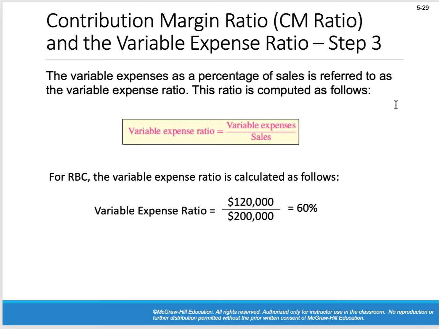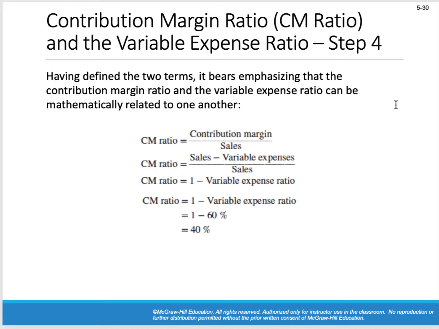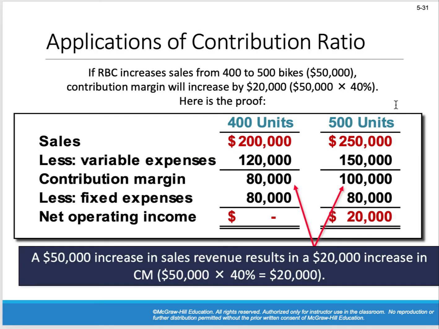We talked about the variable expense ratio, which is just variable expenses as a percentage of sales. We saw how we calculated it: variable expenses divided by sales. And we said there's a relationship between the CM ratio and the variable expense ratio. If we know the variable expense ratio, we can calculate the CM ratio. We just need one number, that variable expense ratio. Once we get it, guess what? We automatically know what our CM ratio is by taking 1 minus the variable expense ratio, which gives us our CM ratio.